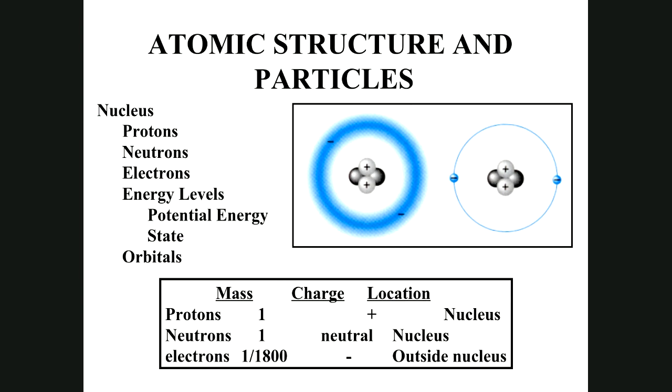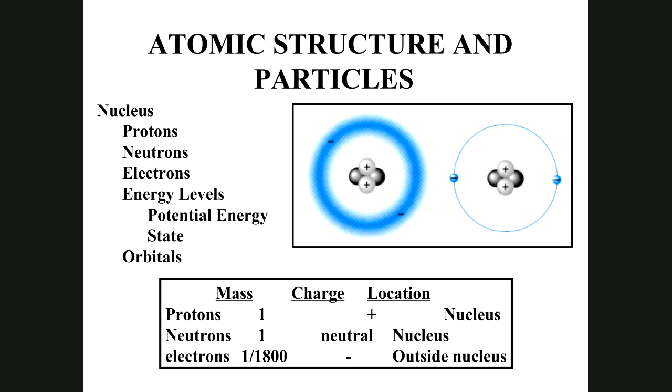So let's look down at this chart. Proton mass of 1. The charge is positive, and the location is in the nucleus. So when you look at both those drawings, one is the cloud form on the left and the shell on the right. They both have a particle in the middle that has a plus on it. Those are protons in the nucleus.